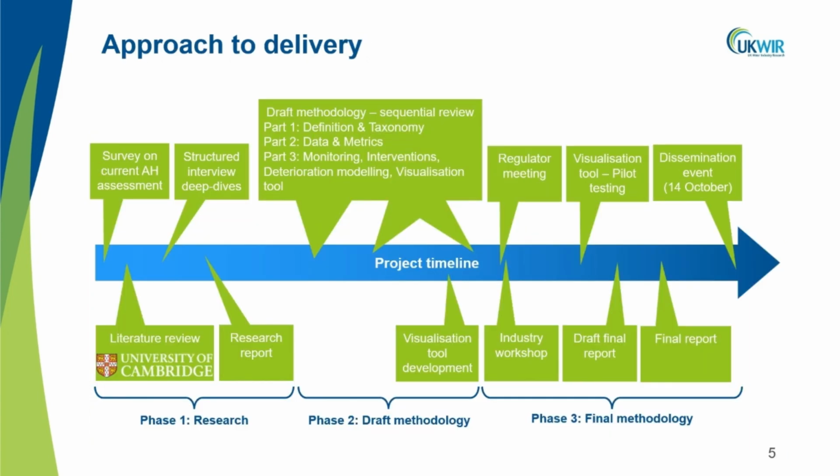The delivery of the project was split into 3 distinct phases. Firstly, the research phase gathered data from asset health practitioners in industry through both an in-depth survey and structured follow-up interviews. Insight was also consolidated from existing literature on topics relating to asset health, and that was researched by our partners from the University of Cambridge. The resulting research report and literature review inform the development of the framework, and these are provided as appendices to the main report.